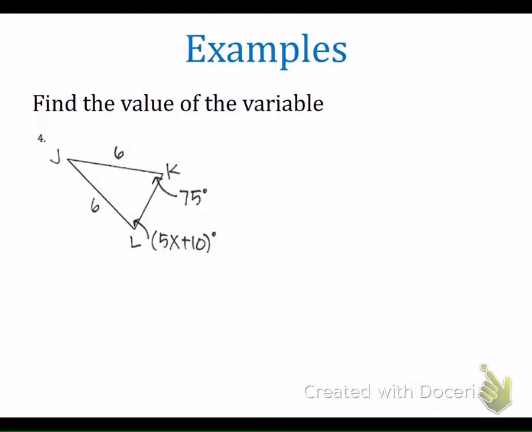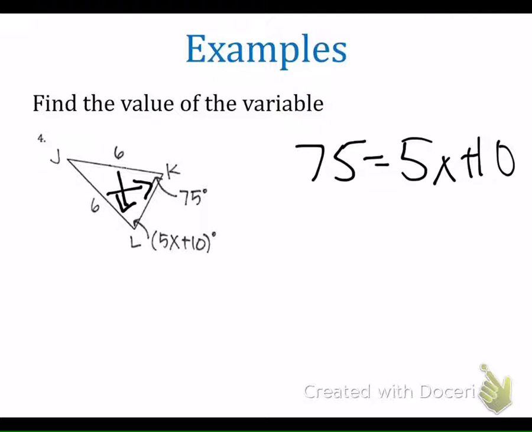In number 4, I am given that this side is 6 and this side is 6. They're both 6. They're congruent. What does that lead me to know about the angles? Your base angles are congruent. So I can set angle K equal to angle L. Well, angle K is 75 degrees. Angle L is 5x plus 10 degrees. And I need to find the x.